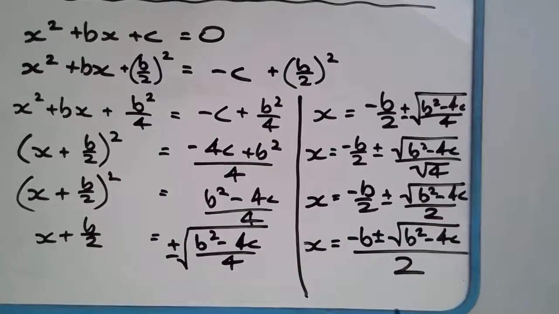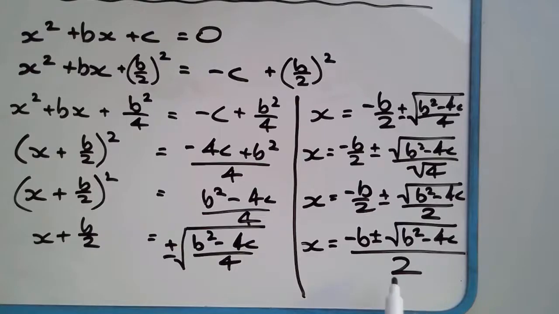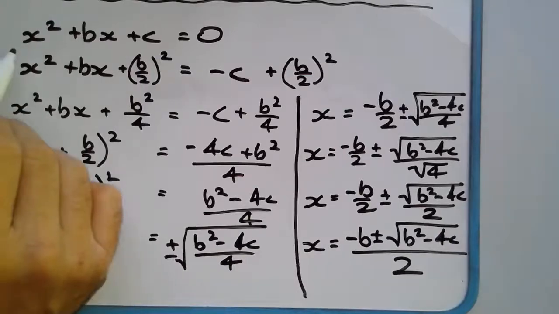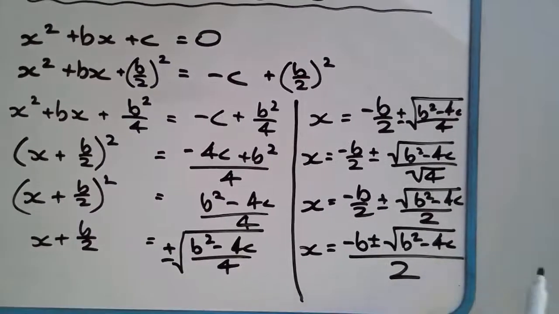That might look familiar to those who have already seen the quadratic formula. The quadratic formula involves an a: b squared minus 4ac over 2a. Notice that the a, in this case, is a 1, so the a is not really shown here because it's just multiplication by 1. So this is really the precursor to the quadratic formula.